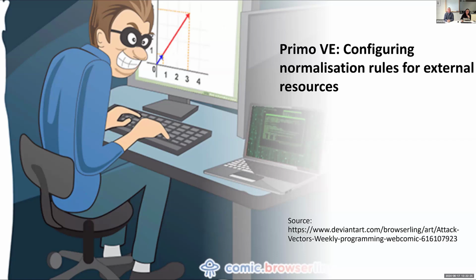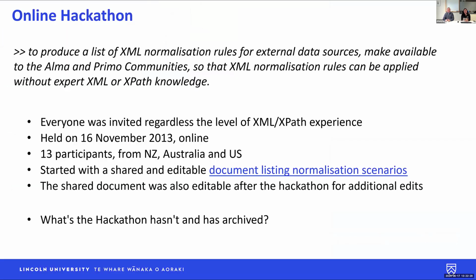I just want to spend a couple of minutes talking about the online hackathon. The objective of the online hackathon was to produce a list of XML normalization rules for external data sources and make them available freely to the Alma and Primo communities so that XML normalizations can be applied without expert knowledge. Everyone was invited, regardless of their level of experience. It was held online last November. We had about 13 participants from New Zealand, Australia, and the US.